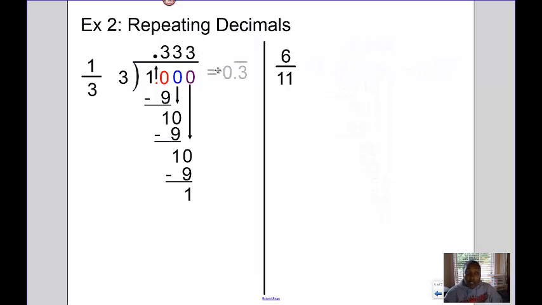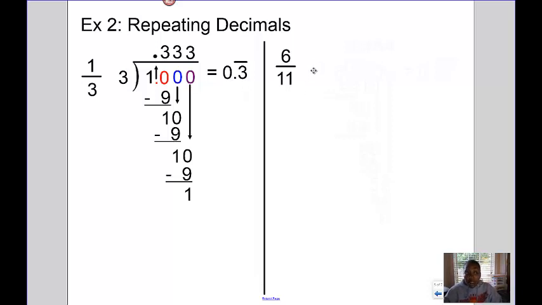So then my answer would just be 3/10. But because the 3 is a repeating 3, I'm going to put a bar above it. So that makes it a little different than just a regular 3/10. It means that this is 3/10, but that 3 is going to keep repeating over and over and over again. So let's look at another one.